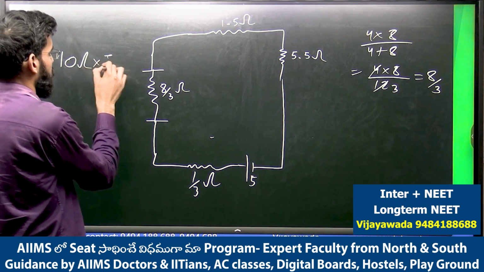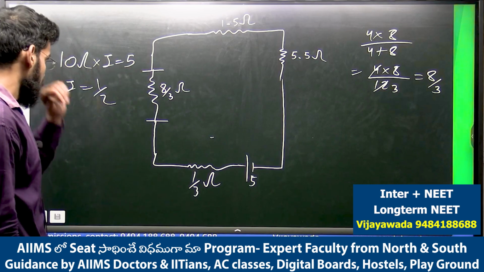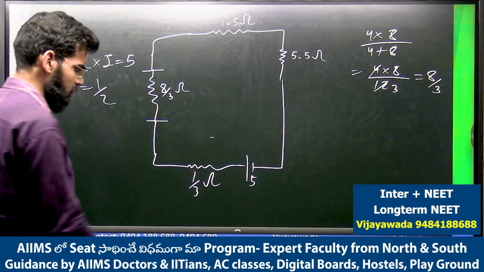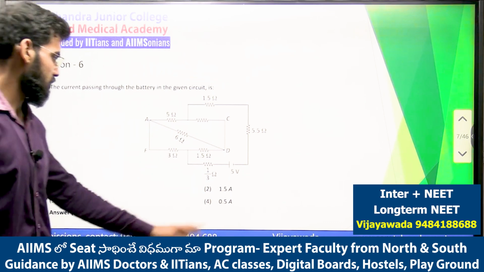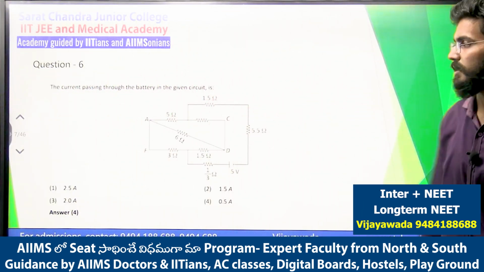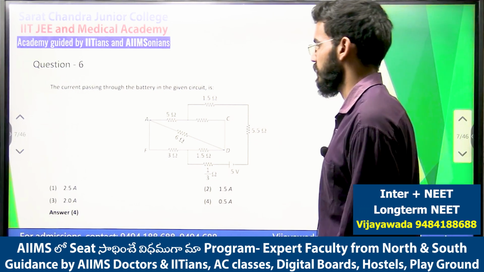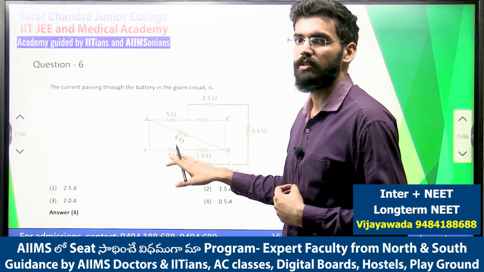V equals I R, so I equals 1 by 2, that is 0.5. He is asking, so the fourth option. Got it? So you have to calculate the equivalent resistance, that's it. The answer will come. There you have to see that this is a Wheatstone bridge only.